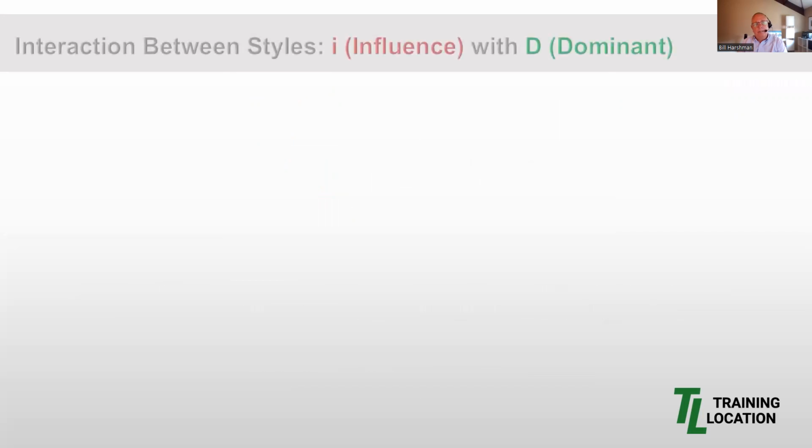Our topic today is interaction between DiSC styles, specifically the I for influence and D for dominant. You'll discover simple and effective ways to improve interactions in your world, and this session is one in the series discussing the interaction between the 4 DiSC styles, which include dominant, influence, steady, and conscientious.